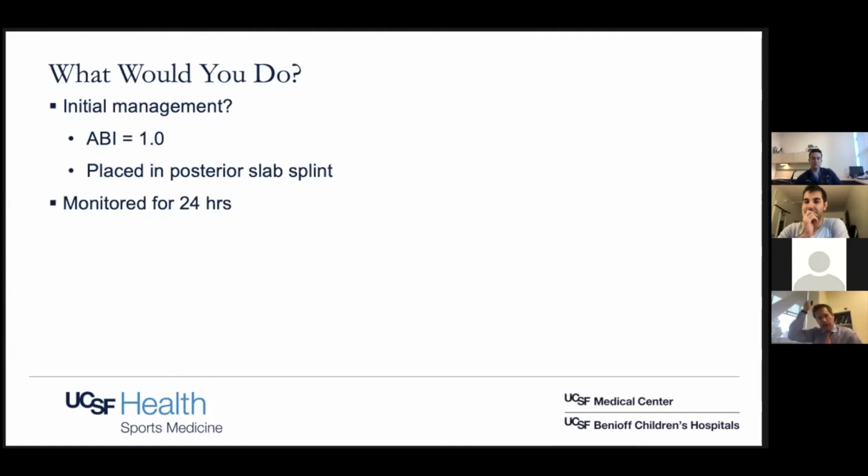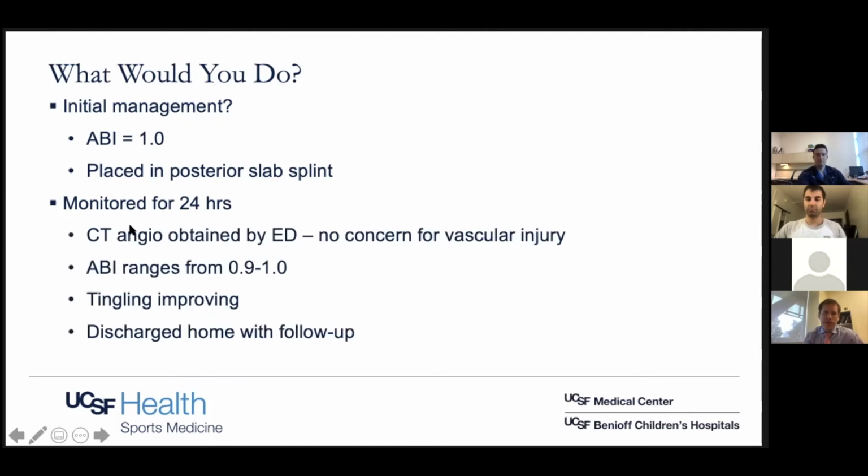Yeah, perfect. And so, you need the ABIs right away. And then these are ones that, especially if you're the attending on call and you hear about this, would make sure that they're staying for 24 hours. With a normal ABI, they should just have serial checks, because you can have vascular injury that evolves over time. And he did have a CT angio that was obtained by the ED, no concern for vascular injury, had continued ABIs that were in the 0.9 to 1 range, tingling improved, and then was discharged home.